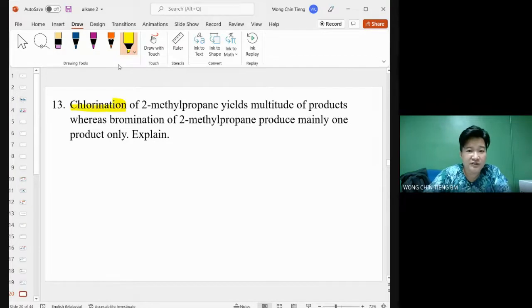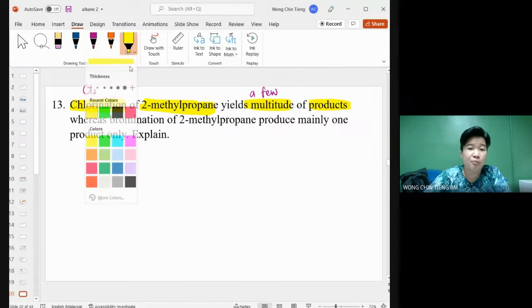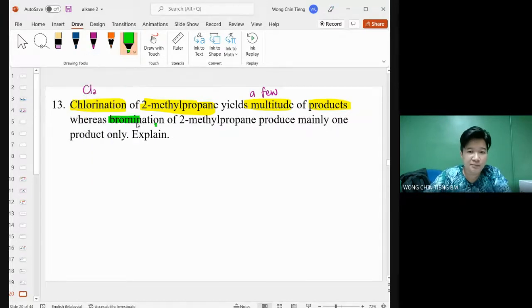I have chlorination, means I'm using Cl2, of 2-methylpropane, yield multitude of product. Multitude tu a few. Whereas the bromination of the 2-methylpropane, the same thing, but bromine, produce mainly only one product. Mainly bermakna majority, satu.